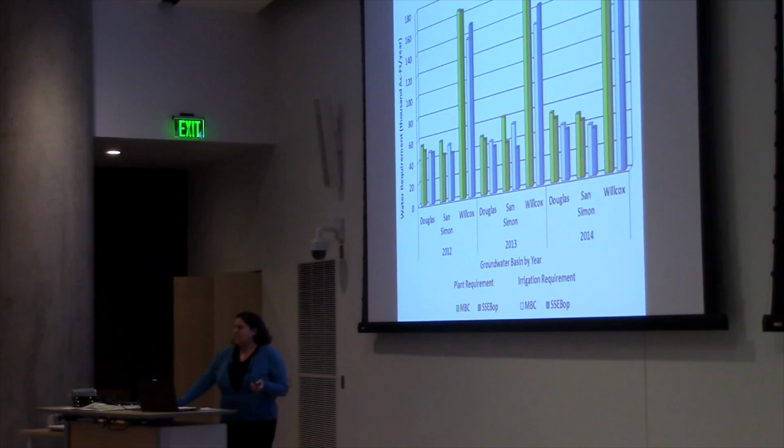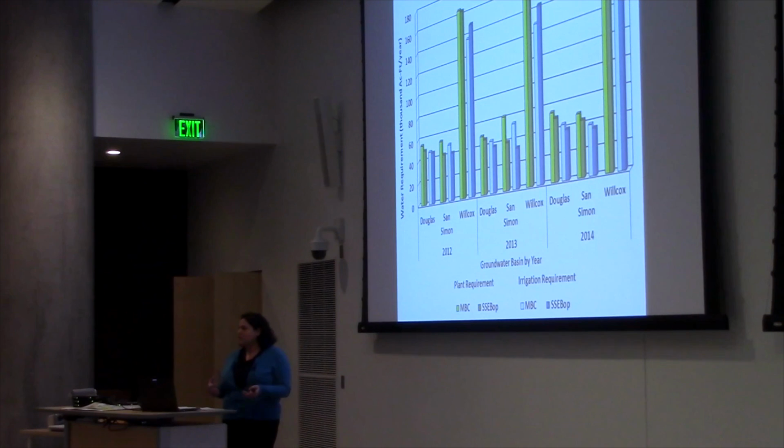Best guess as to why this has occurred, Modified Blaney-Criddle assumes that all fields are irrigated to the same level with water and that they have the same level of growth across the entire thing. San Simon has been changing a lot in what is being grown there. It's gone from a lot of alfalfa to a lot of orchards. So there's a lot of new plants. Some of them are younger, some of them older.